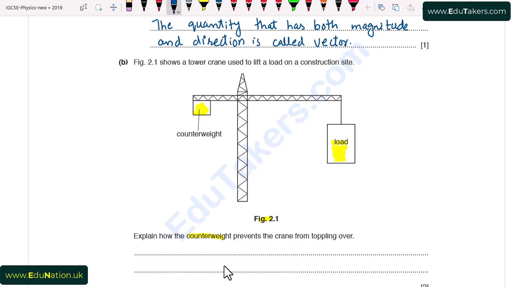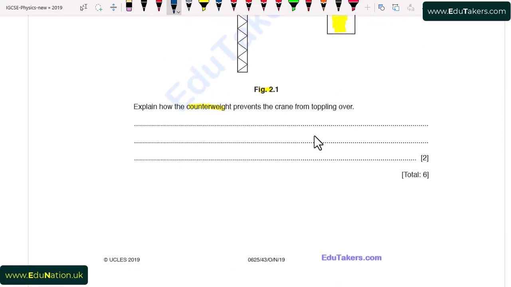As the load here causes the clockwise moment, the counterweight causes the anti-clockwise moment, and in this way both of these moments are equal and balanced. That's why the counterweight prevents the crane from toppling. So I write here, counterweight provides anti-clockwise moment.